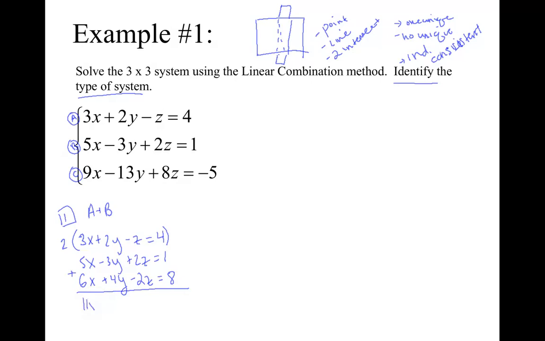That's going to give me 11x. This will give me just y. Those are going to cancel. That was my purpose. Equals 9. I'm going to hold on to that. I'm going to star it so I don't forget about it.